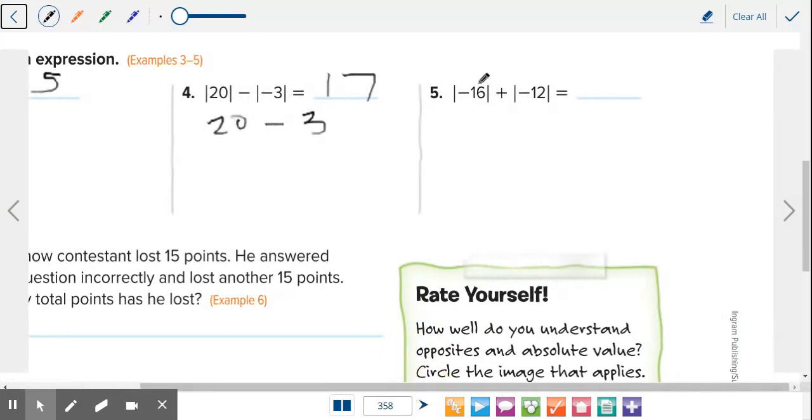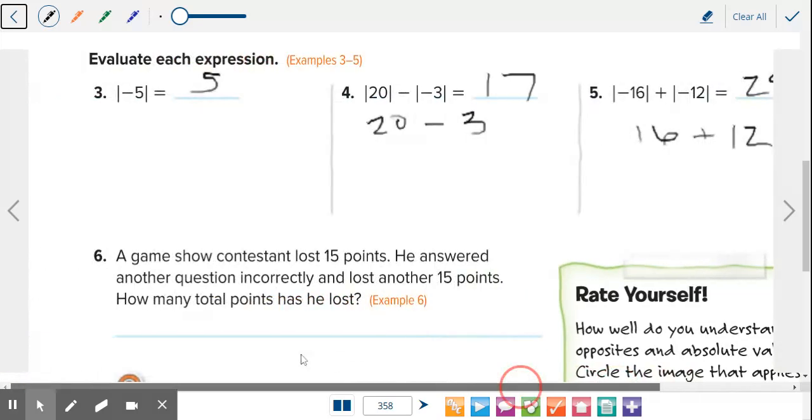And now this one. So, absolute value of negative 16? 16 plus absolute value of negative 12? 12. And 16 plus 12? 28. Okay, any questions on those?